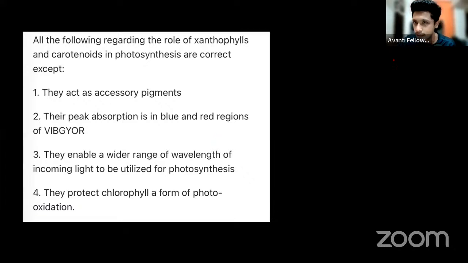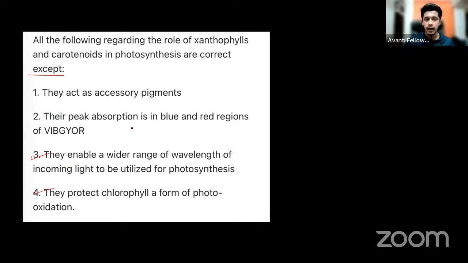Time up, people. Okay. So what they're asking is, how are these accessory pigments responsible, but they're not responsible in one regard, okay, except. So they act as accessory pigments, absolutely right. So their peak absorption is in blue and red regions of Vibgyor. Is it true, people? So do they absorb light in blue and red regions or below blue and red regions? That is why they're accessory pigments, isn't it? Correct, no? So they enable a wider range of wavelengths of incoming light to be utilized for photosynthesis. Actually, they do this job also. They protect chlorophyll A from photooxidation. This is also correct.